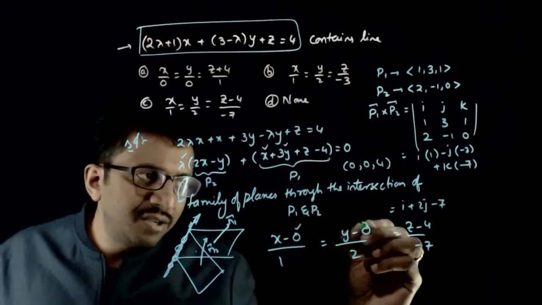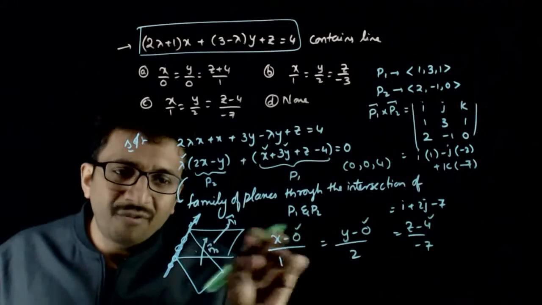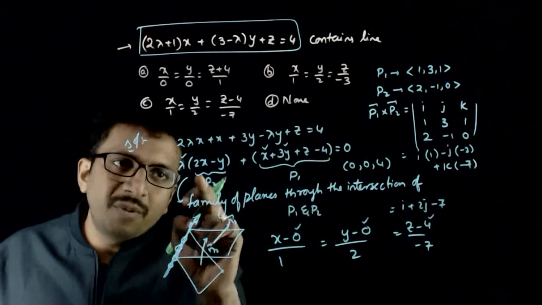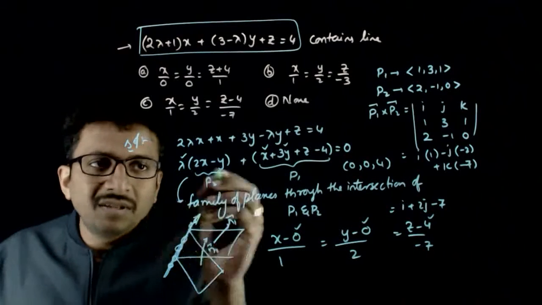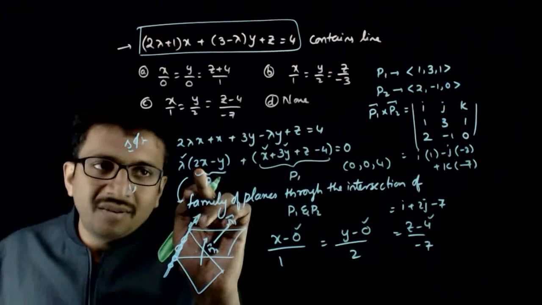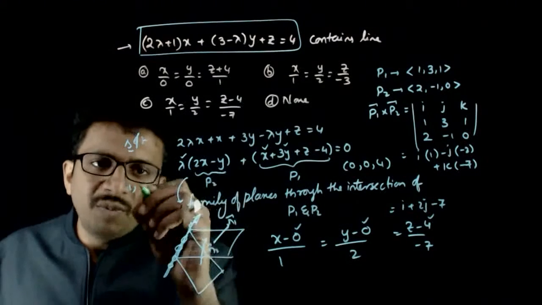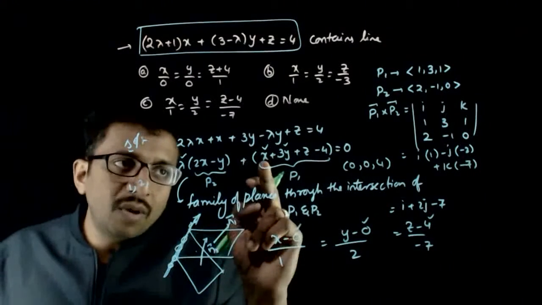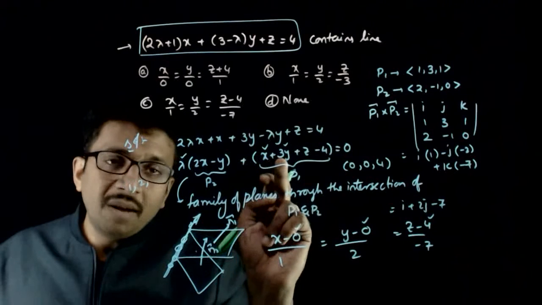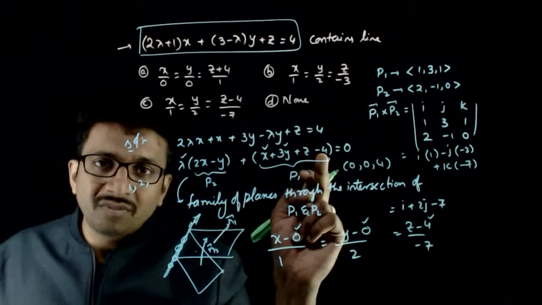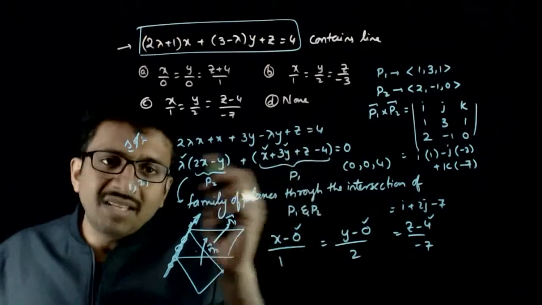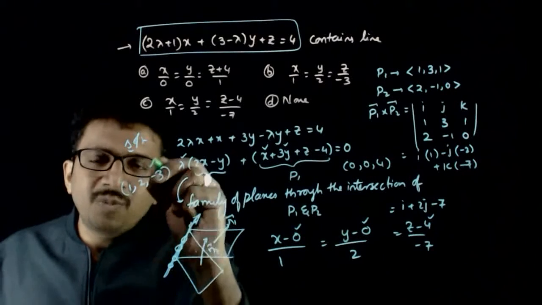But this (0, 0, 4) is not unique. You can find any point on this line. That means if you put x = 1, then on this plane, y should be equal to 2. And if x = 1, y = 2, then 1 + 6 − 4 gives 3. So z = −3. So you can use this point also.